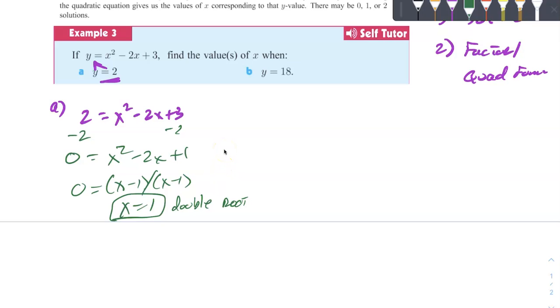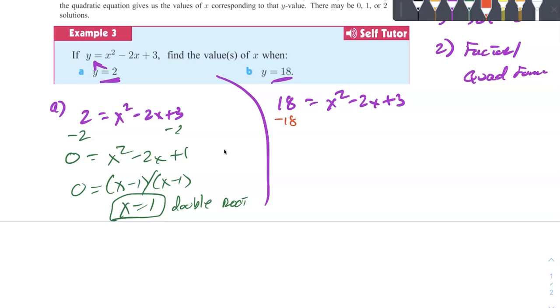Let's do the same thing with b here. I'm going to plug this in with y, so I get 18 equals x squared minus 2x plus 3. We're just going to set it equal to 0: 0 equals x squared minus 2x minus 15. All we have to do is factor this. I'm going to try to find two numbers that multiply to get negative 15 but add to get negative 2, and that's negative 5 and positive 3.